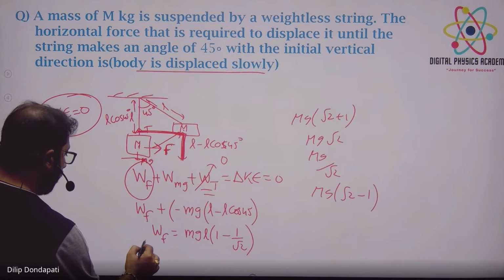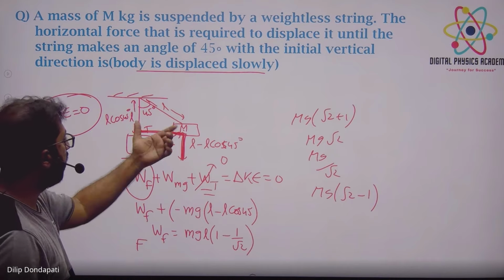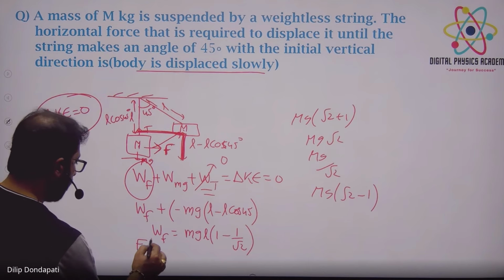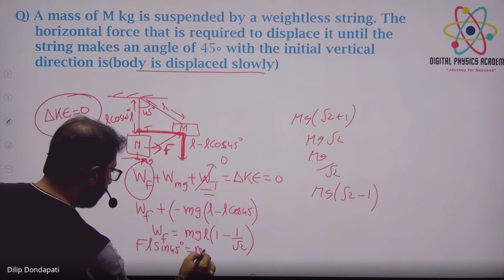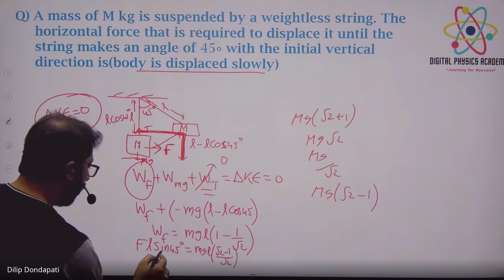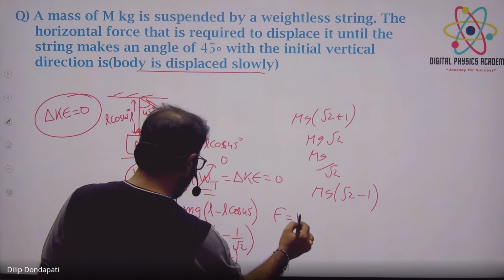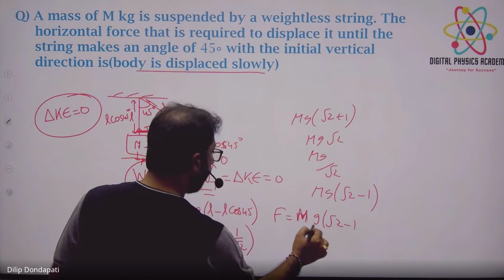L sin 45. Yes, force into displacement. Displacement is how much? This one is L by root 2, L sin 45, right? So L sin 45 is equal to mg L into root 2 minus 1 by root 2. So look, sin 45 is 1 by root 2, and 1 by root 2 cancels. Therefore L and L cancel. Therefore F is equal to mg into root 2 minus 1. Capital M, right?